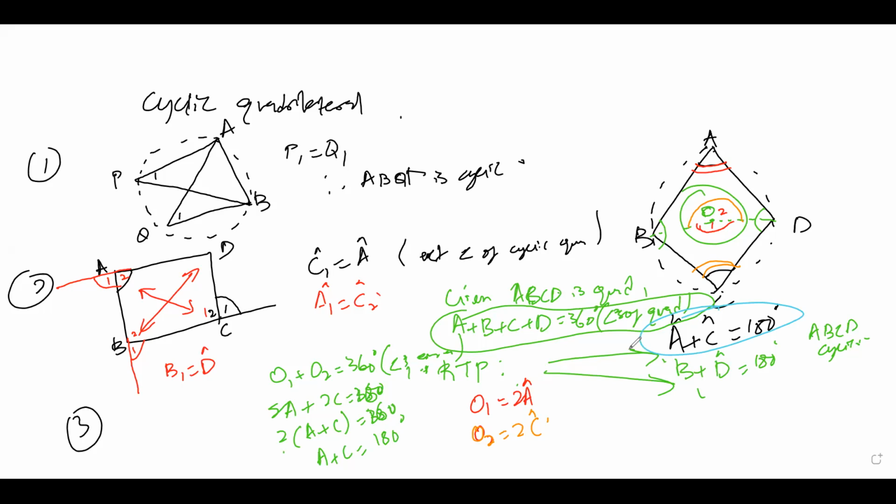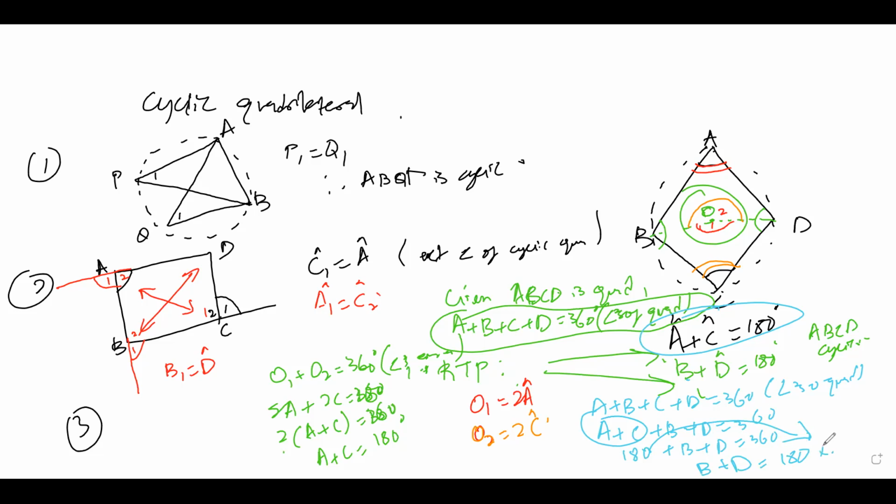Then we still need to prove one more. We said angles of a quadrilateral add up to 360. So A plus C we said is 180, so we can arrange them like that: 180 plus B plus D is 360 degrees. I take this 180 to that side. Therefore, can you see B plus D is giving us 180 degrees? We've proven the second point. Therefore, ABCD is a cyclic quadrilateral.